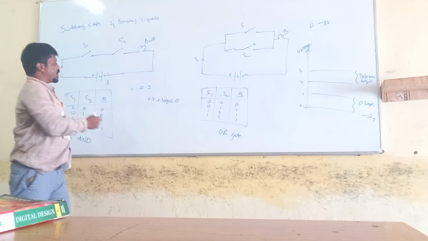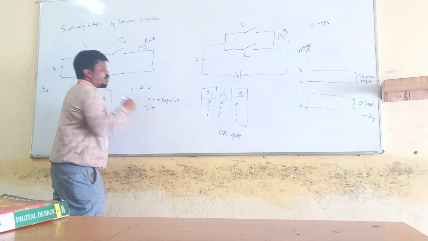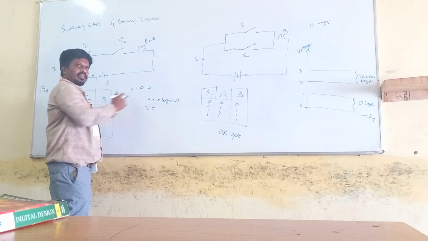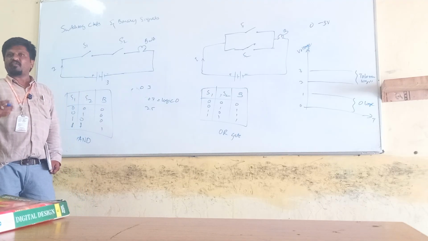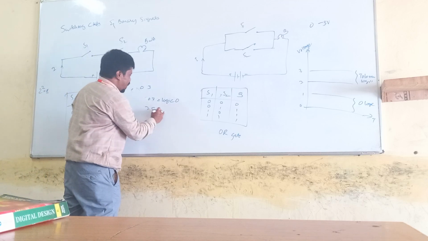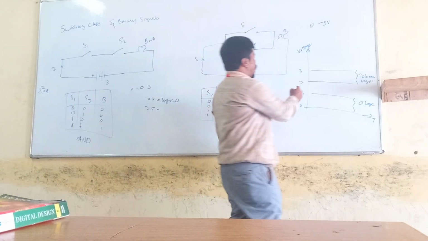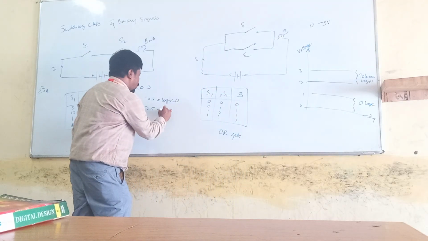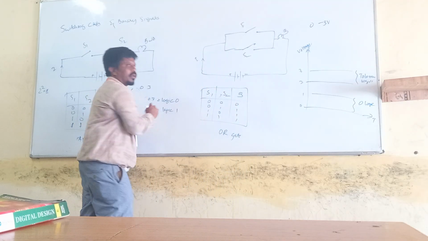Then if I am using 2.5 volts, I can't use the complete 3 volts in real time. I can use only up to 2.5 volts. Then definitely this 2.5 volts comes under the 2 to 3 range. Then definitely my logic here is 1.